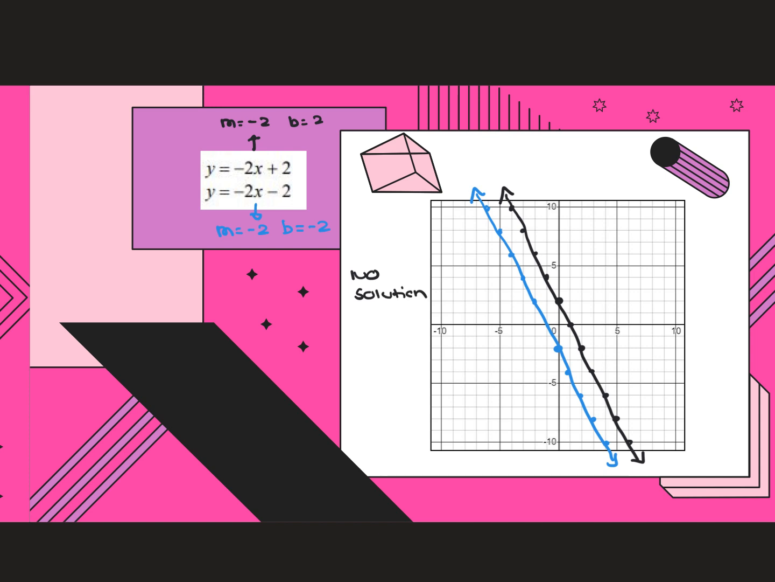All right, and if we go back to writing equations, we know that parallel lines have the same slope, and we can definitely see for both of these equations that our slope is -2. Therefore, we would have parallel lines.